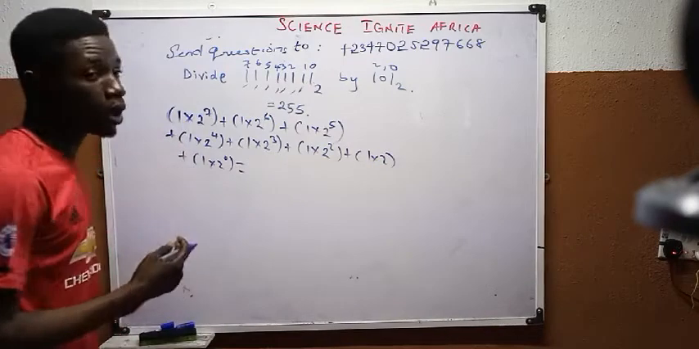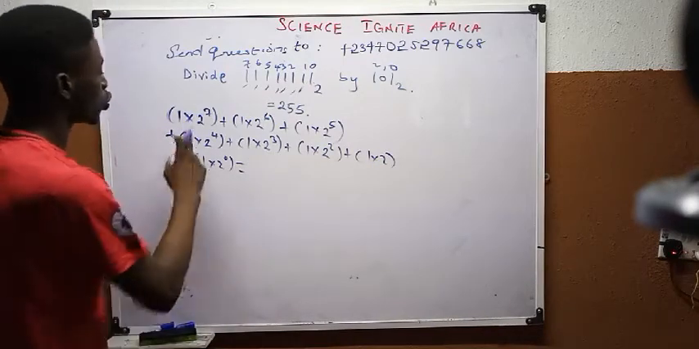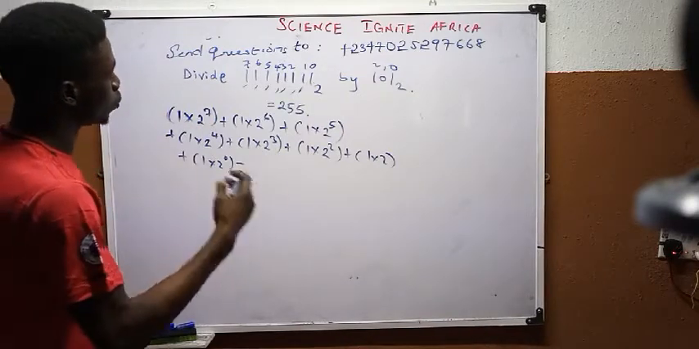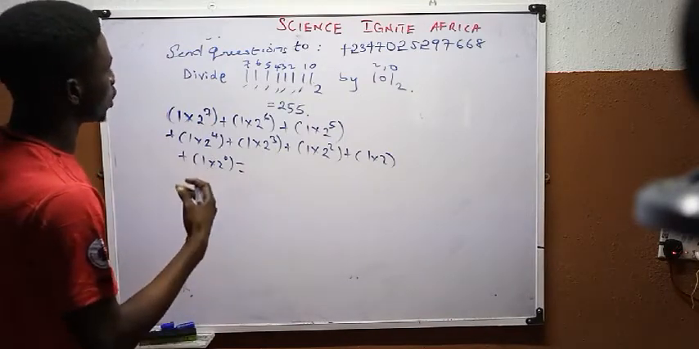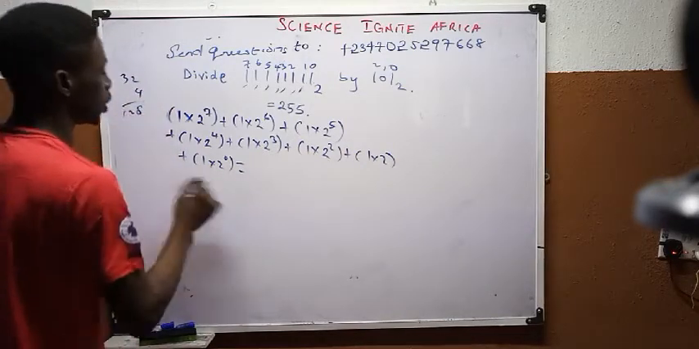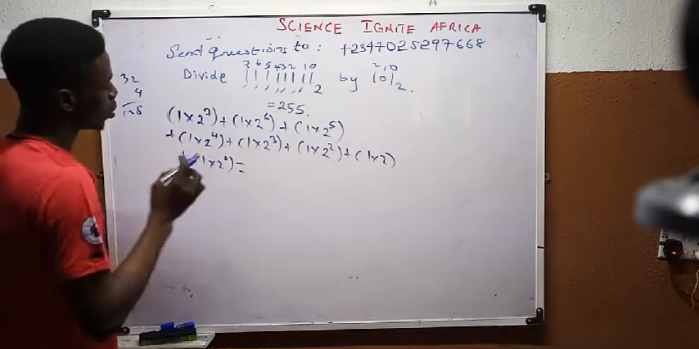So if you agree with me, this is 2 raised to power 7. What is 2 raised to power 7? 2 raised to power 5 is 32. So 32 times 4, that should be 128. 32 times 4 is 128. Yes, that's correct.